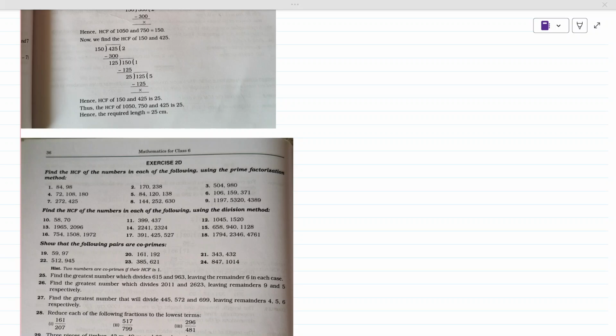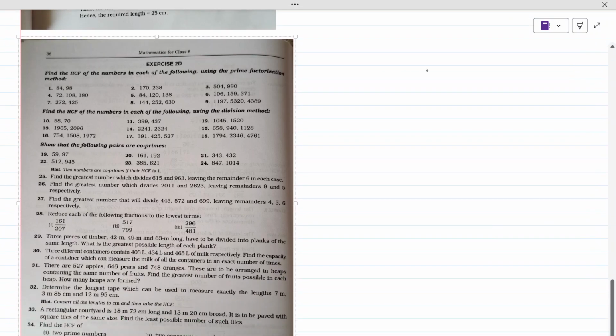Hello kids. I hope that you have revised the HCF using both the methods at your home. Now in today's class, we are going to pick the questions of exercise 2D. We have all the questions based on the HCF only, and we'll be using both the methods. So let's start with the first question.